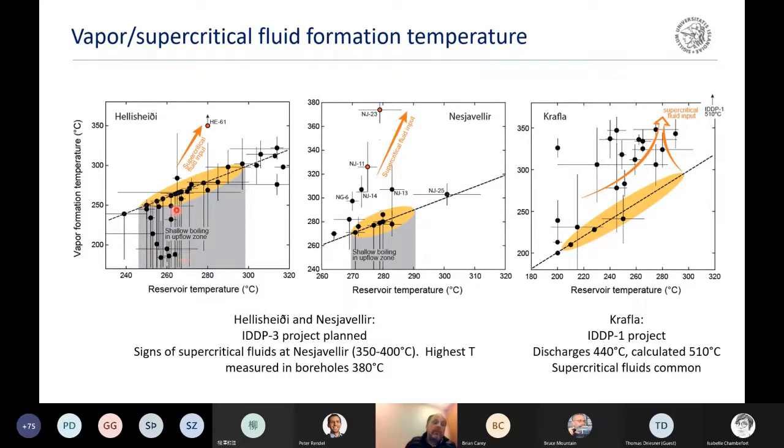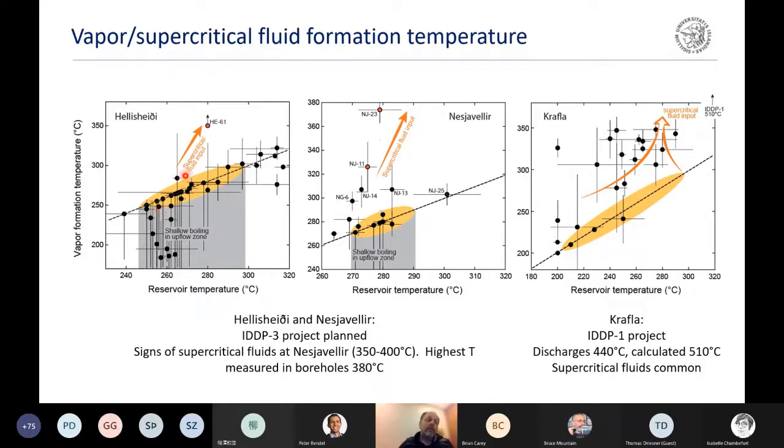So what you can see here, every single data point represents a single measurement of a given borehole. In total, these may be 40, 50 boreholes for Hellisheiði, maybe 25 for Nesjavellir, and roughly 20, 30 for Krafla. And if the data are lying along the line or below the line, it means that you are having boiling and vapor formation within the reservoir itself, the typical 250 to 300 degree geothermal reservoirs that you find within the system, or in the upflow zone of the geothermal system itself.